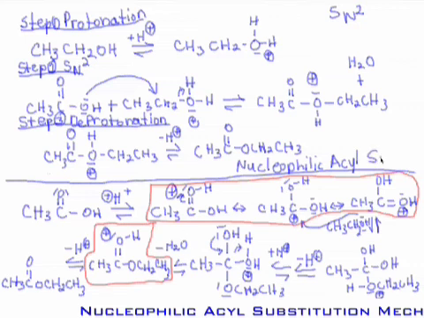So substitution. Nucleophilic acyl substitution. So the bottom mechanism could be referred to as nucleophilic acyl substitution. The top one's SN2. And these mechanisms are both very different proposals. Now, as you know, we can never prove a mechanism right. Mechanisms are postulates. They're proposals as to how a reaction might proceed.